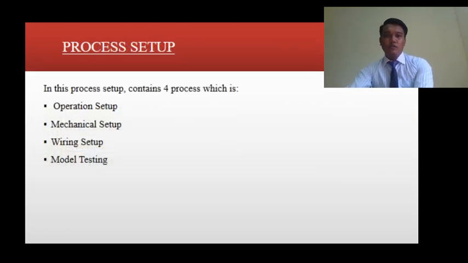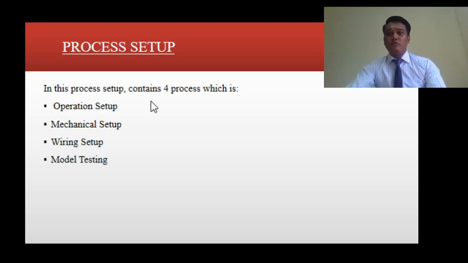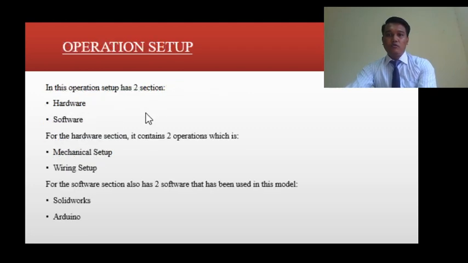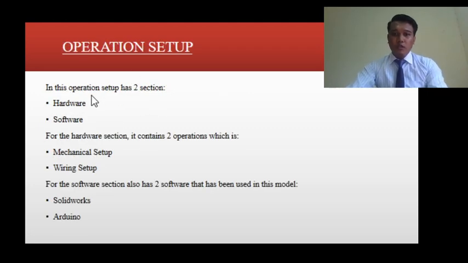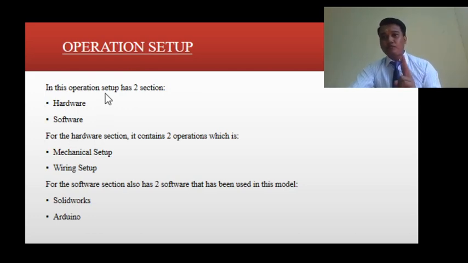And then for the process setup, it contains four processes: operation setup, mechanical setup, wiring setup, and model setup. Okay, going to the operation setup. This operation setup has two sections, which are hardware and software. The hardware section contains mechanical setup and wiring setup, and for the software I use SolidWorks and Arduino.